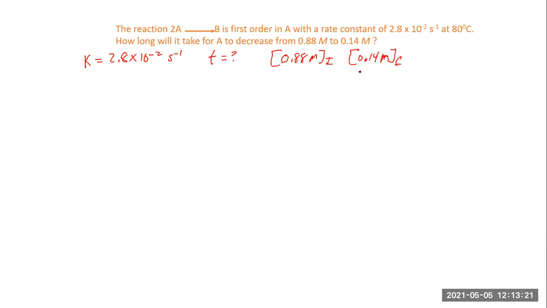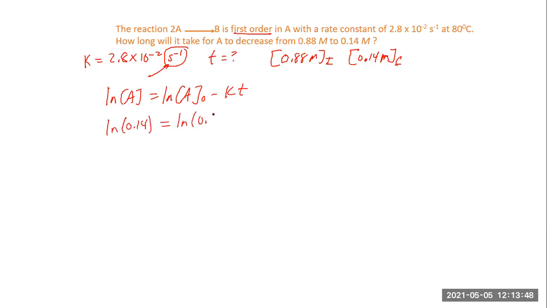So we would want to use, obviously, our first order rate law there. And by the way, even though it told us it was first order, if it didn't, we would know that by looking at these units here, and that would tell us it is first order. It would be the natural log of A equals the natural log of A naught minus kt. And basically just plug and chug into here. So now the natural log of 0.14 is equal to the natural log of 0.88 minus the rate constant, which was given to us, times t.